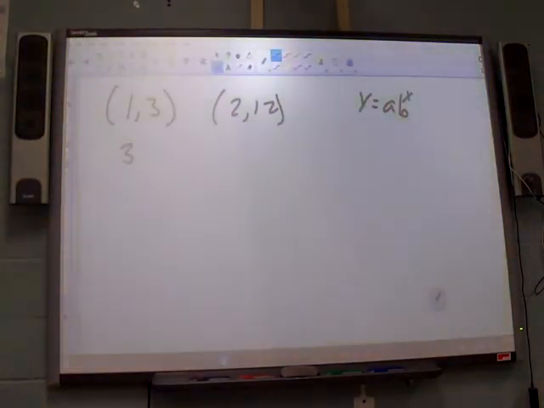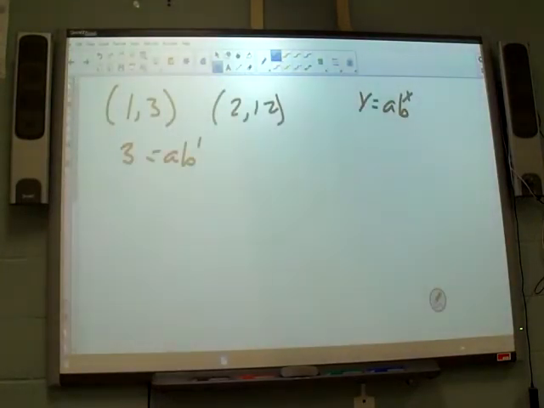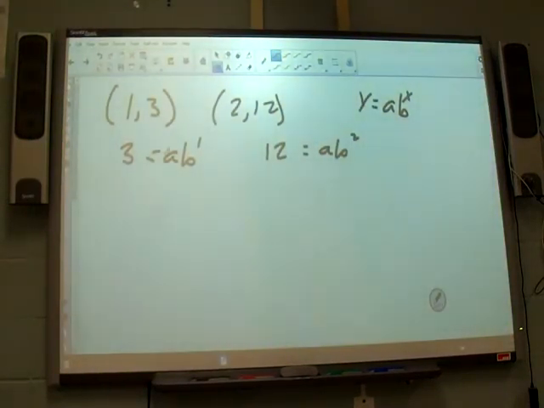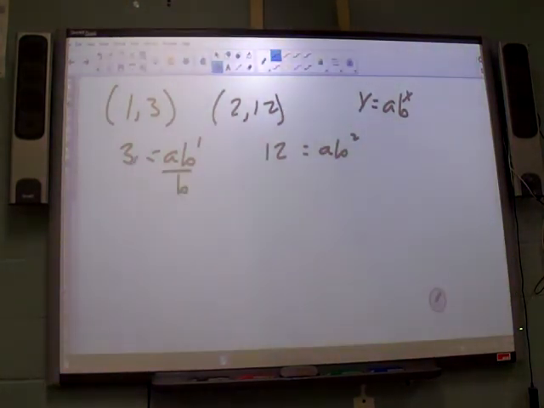So 3 is my Y, AB to the first. This one, 12 is my Y, AB to the second. Solve one of your equations for A. My guidance is solve the one with the smaller numbers for A. To get this one's A all by itself, it's being multiplied by B in the first, which is just B. So I would divide by B. So A is equal to 3 divided by B.